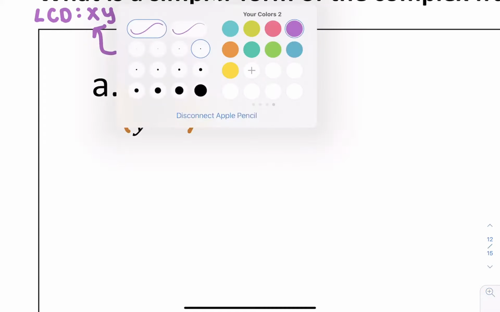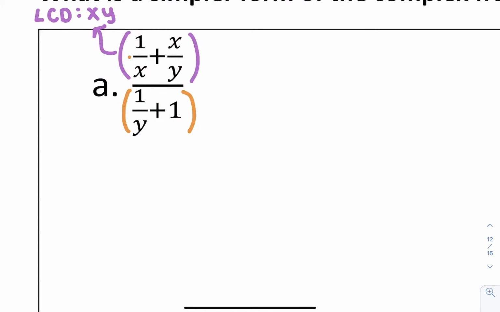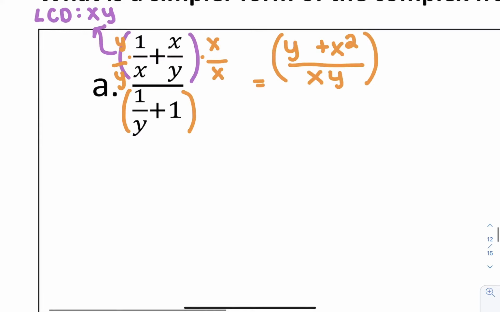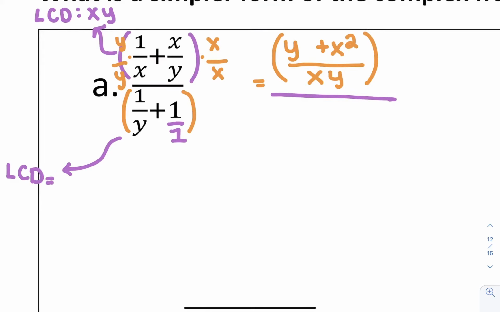This first denominator is missing a y, so I'm going to multiply by y over y. My second denominator is missing an x, so I'll multiply by x over x. Now I have y times 1, which is y, plus x times x, which is plus x squared, all over xy. There's my first combined fraction. Now let's look at the denominator. I have 1 over y, and I have 1, which is really 1 over 1. So my least common denominator here is y times 1, which is y.